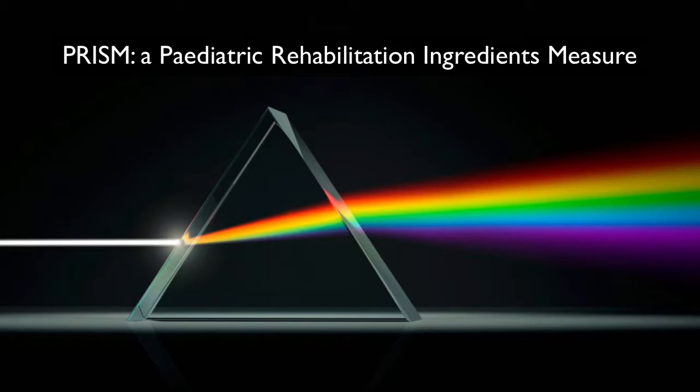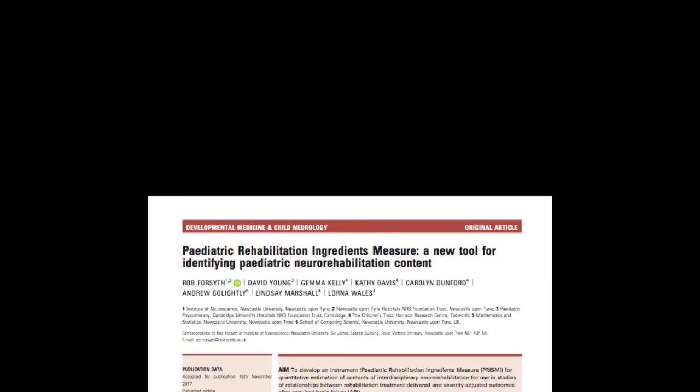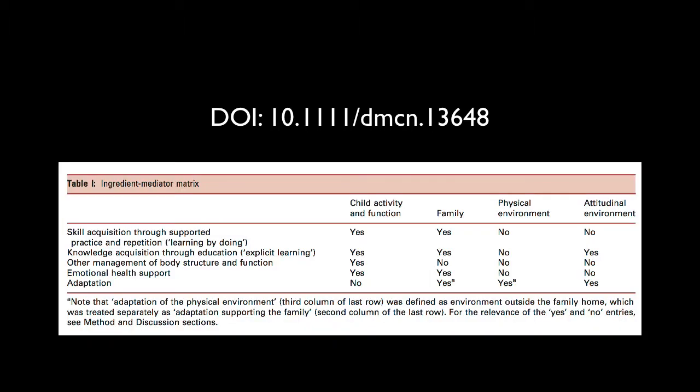This video assumes that you have read this paper published recently in Developmental Medicine and Child Neurology. You'll need to read this paper to understand what's happening in this video, and in particular you need to be familiar with Table 1 in the paper and our rationale for thinking about pediatric neurorehabilitation as comprising a blend of ingredients drawn from this menu of 11 potential items.